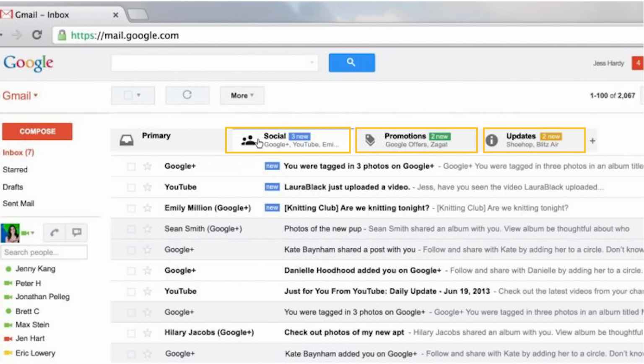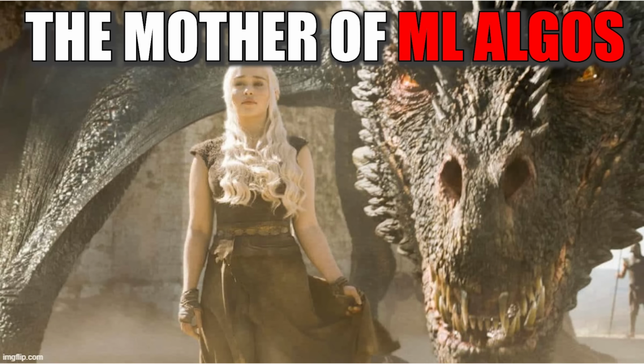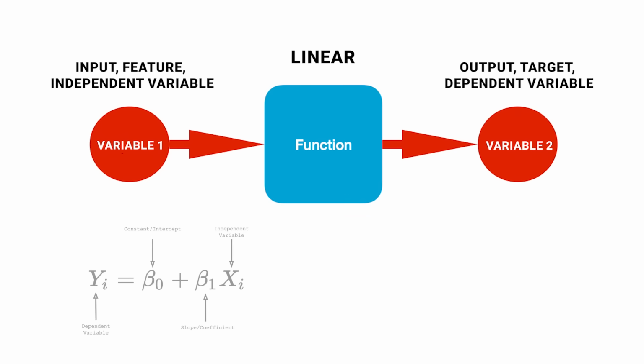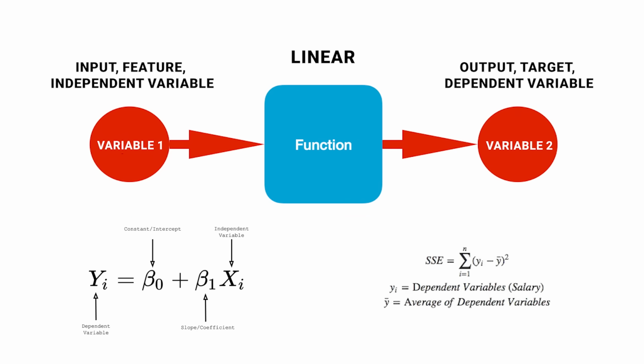Now let's dive into the actual algorithms, starting with the mother of all machine learning algorithms, linear regression. In general, supervised learning algorithms try to determine the relationship between 2 variables. We try to find the function that maps one to the other. Linear regression, in its simplest form, is trying to determine a linear relationship between 2 variables, namely the input and the output. We want to fit a linear equation to the data by minimizing the sum of squares of the distances between data points and the regression line.